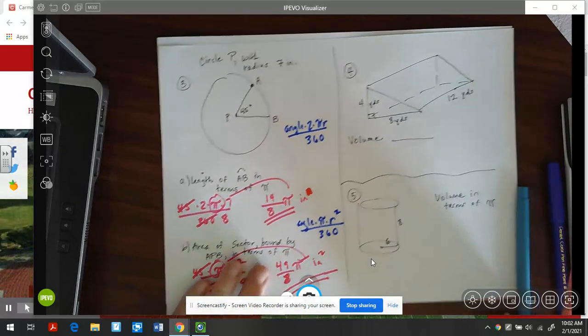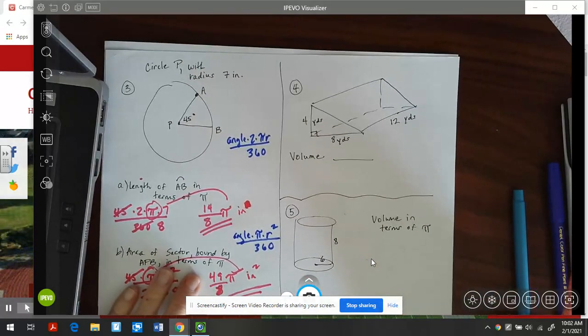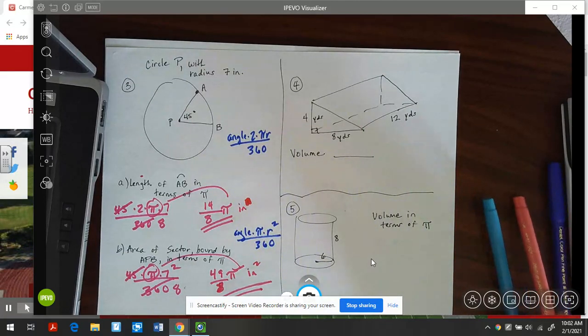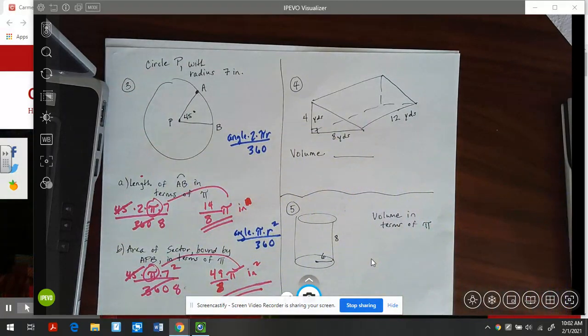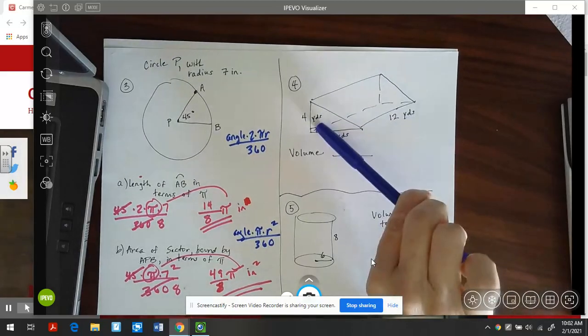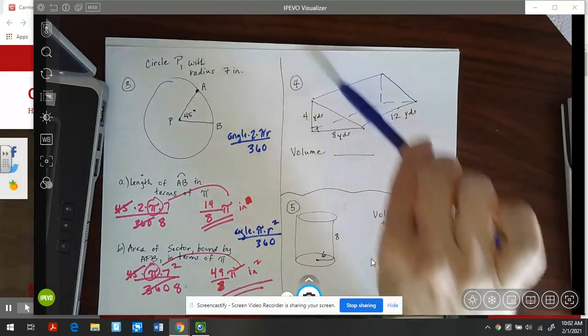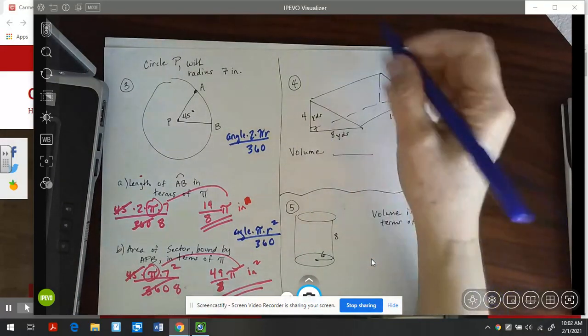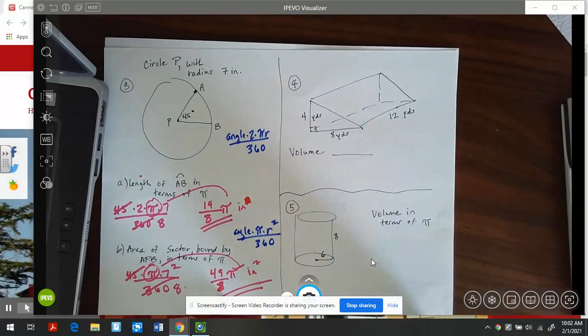All right, please look at number 4. What solid is that? So this is a type of prism, and we know that because we have a base and a base that are identical. And then the sides connecting all of those are rectangular. So it's a prism, and it's called a triangular prism because the bases are triangles.